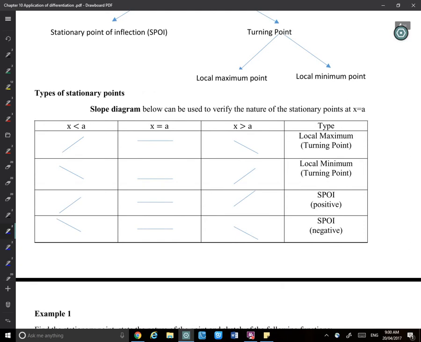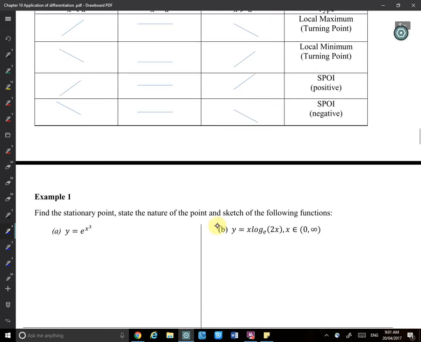So if you have a gradient box like increasing, horizontal, and decreasing, you have a local maximum, and that's a turning point. If you have decreasing, stationary, and increasing, that's a local minimum. Increasing, stationary, increasing is a stationary point of inflection. Decreasing, stationary, decreasing is a stationary point of inflection as well. So you have those 4 types of graph to decide which type of stationary point it is.